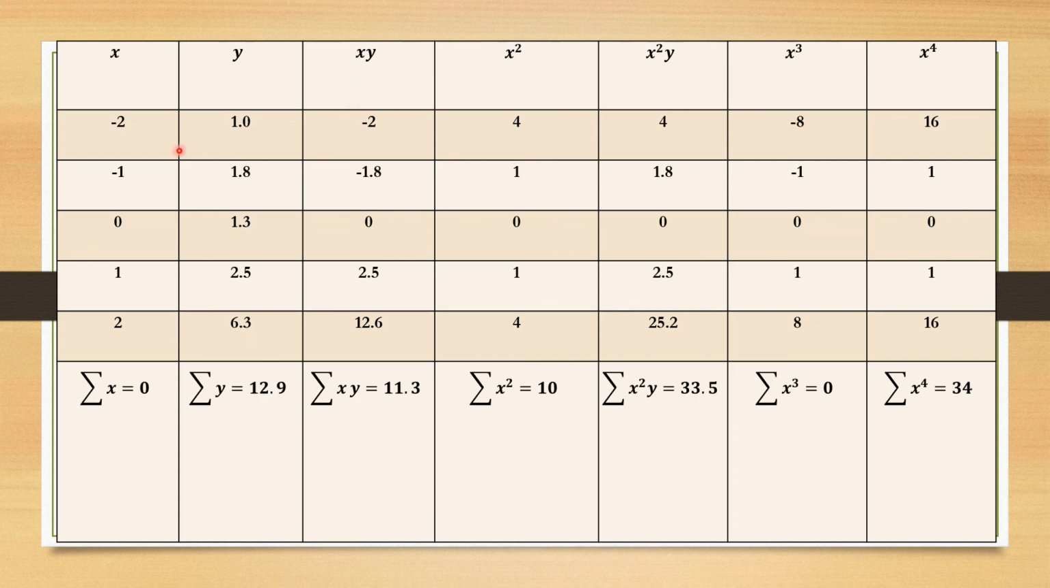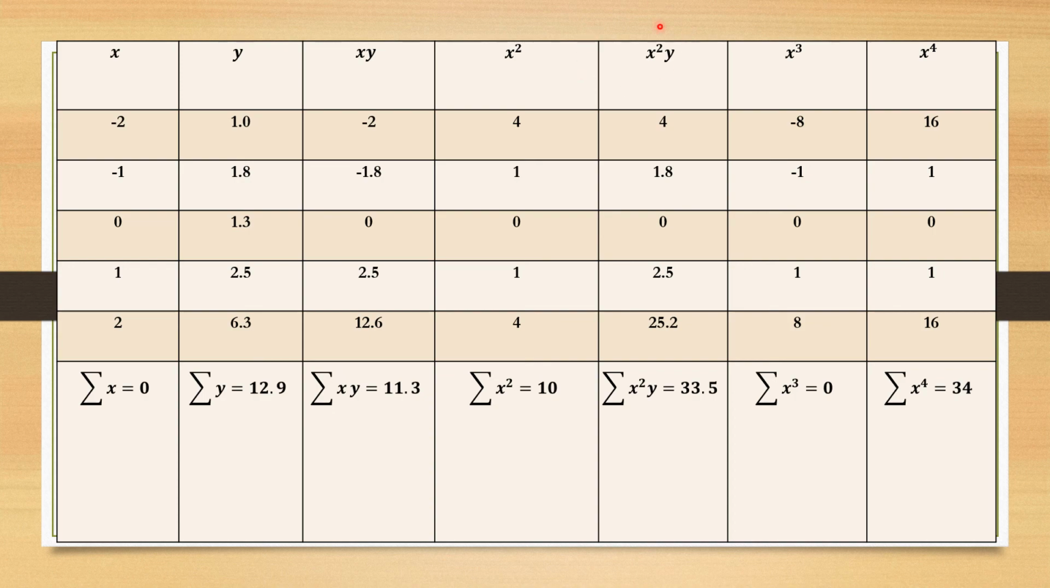Now x into y. So -2 into 1.0, -2. -1 into 1.8, that is -1.8. 0 into 1.3 is 0. 1 into 2.5 is 2.5. 2 into 6.3 is 12.6. Now calculating x square. So -2 square is 4. -1 square, 1. 0 square, 0. 1 square is 1. 2 square is 4.